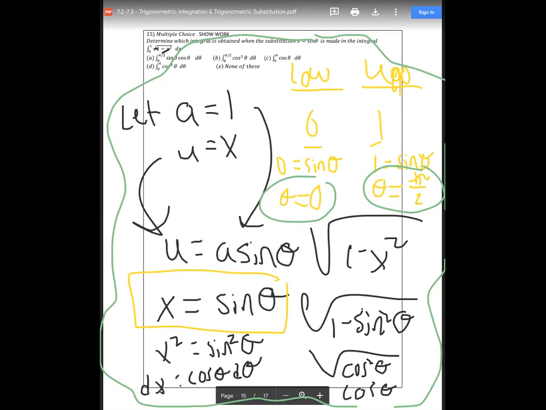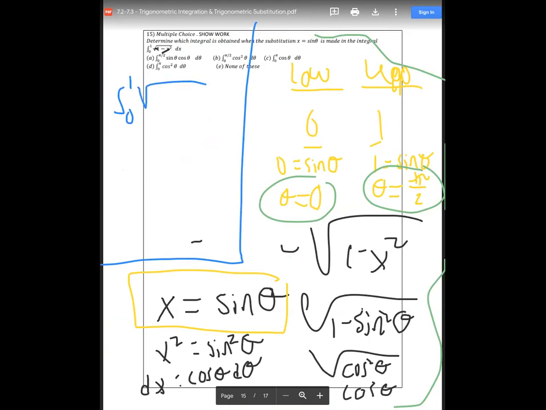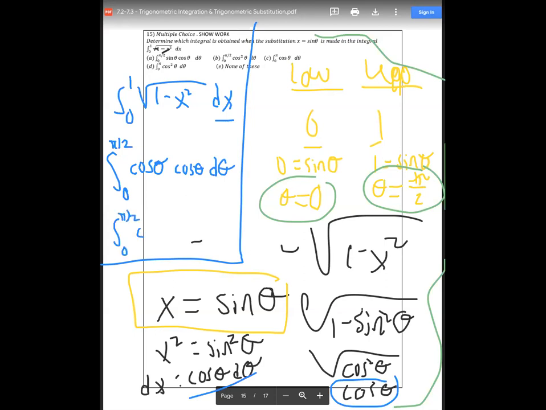I'm going to erase this, because it's the most irrelevant, and put a little box around the stuff that we're plugging in. So we have the integral of 0 to 1 minus x squared dx. Let's plug in our bounds first. Our new bounds are 0 and pi over 2, right? Our radical we solved, and you told me it was cosine of theta. And lastly, our dx we figured out was cosine of theta d theta. So this integral is really the integral from 0 to pi over 2 of cosine squared of theta d theta. And that's the answer to this problem.